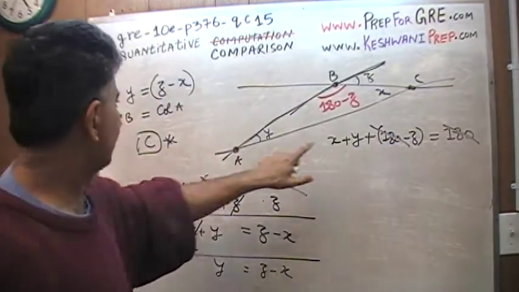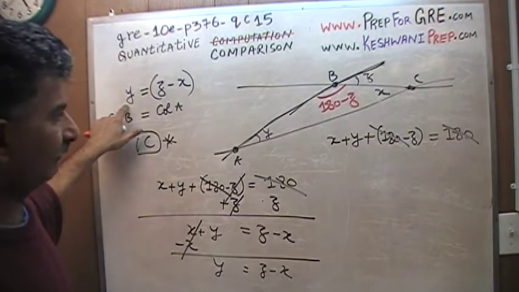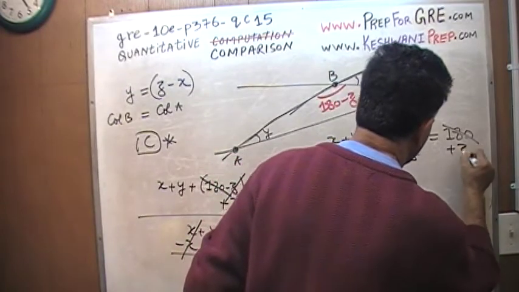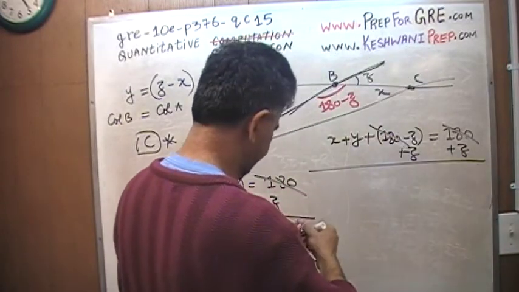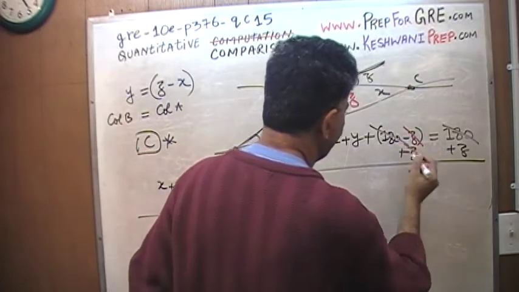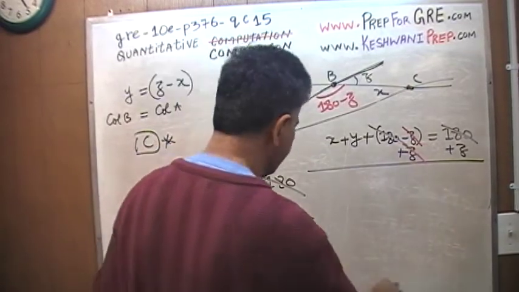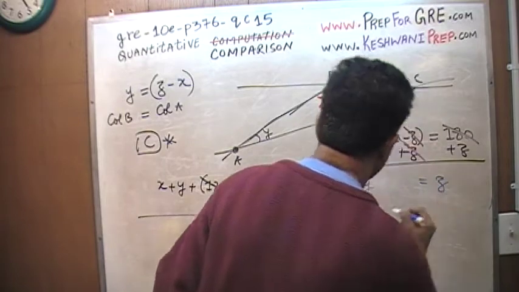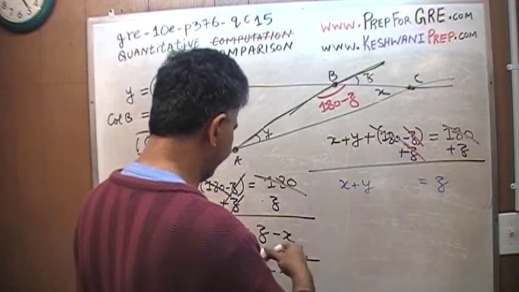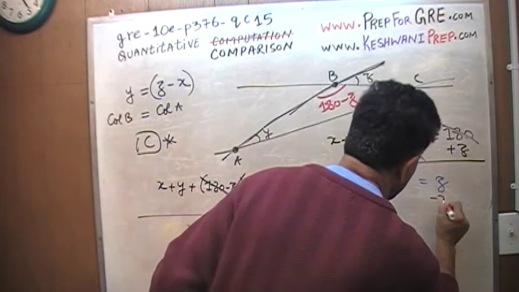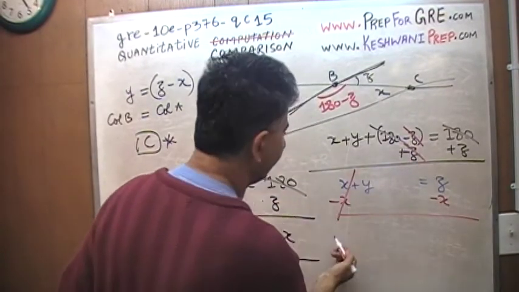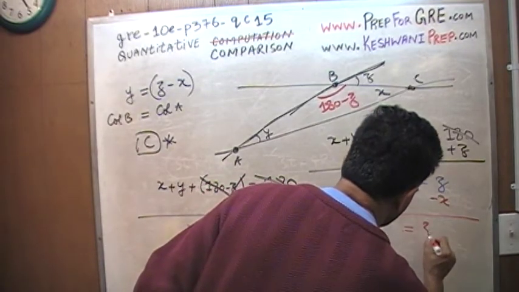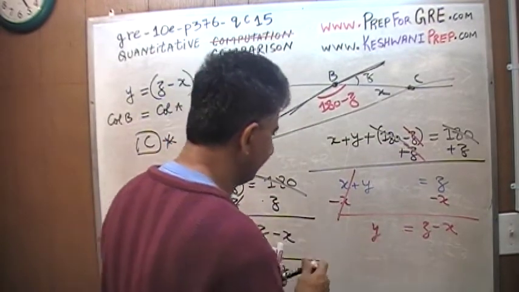Now we need Y by itself, because that's what appears in the second column. If I want Y by itself, add Z to both sides, so I can get rid of this Z here. Now we end up with X plus Y equals Z. I want Y by itself, so let's subtract X. That drops out this X, and we end up with Y equals Z minus X.